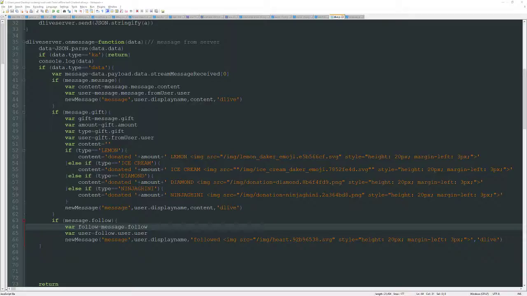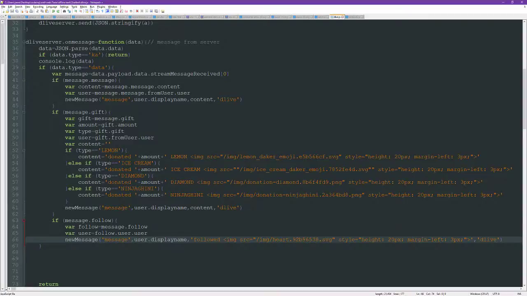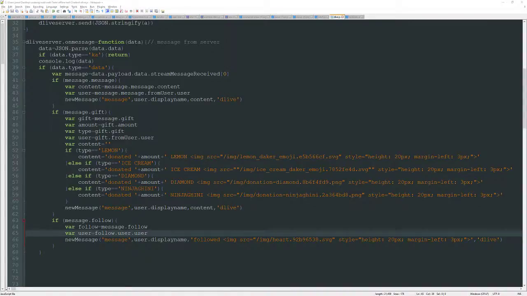Payload, data, stream, whatever, 0. Follow. Follow is missing follow. Then user, yep. Okay, so that's that. There's a little heart icon there. There we go. I think I should be fine to refresh now. I'm not going to get that information again until somebody else does that. Yeah, I'm gonna refresh.